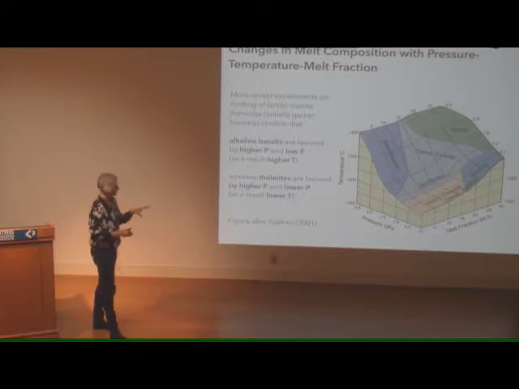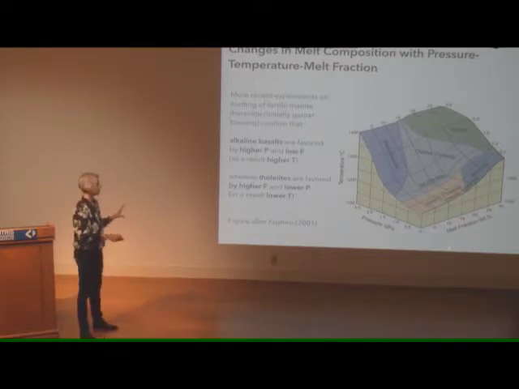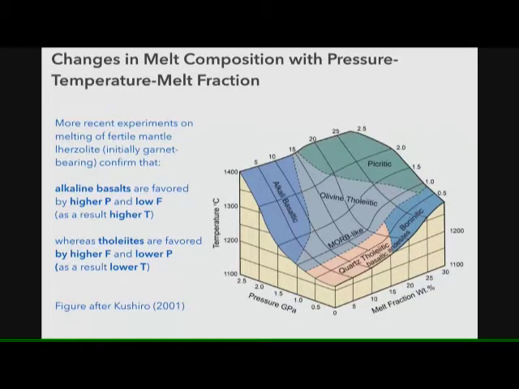So you can see that here, with just these three variables, we can explain a lot of the compositional variation that we see in dry, primitive magmas. And this work has been relatively well established now, starting with people like Kushiro in the 60s and moving forward successively with many generations of experiments.